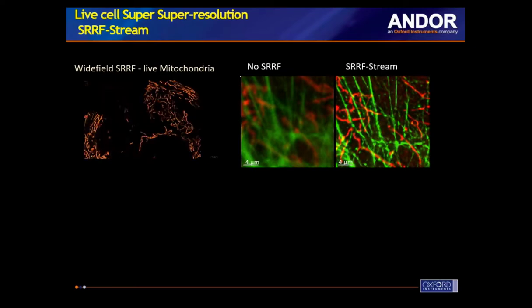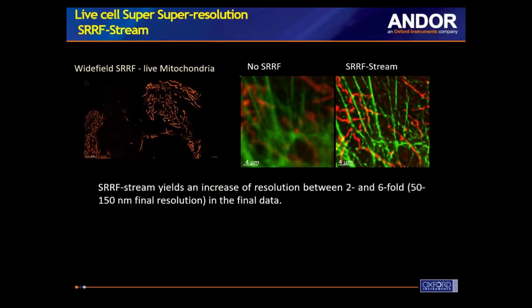In 2016, Professor Ricardo Henriques developed SURF, which is an algorithm that delivers super resolution images that is compatible with live cell imaging. Furthermore, Professor Ricardo has collaborated with Andor, and we have developed SurfStream, which is an algorithm embedded in our Fusion software, Dragonfly software, and in our cameras.